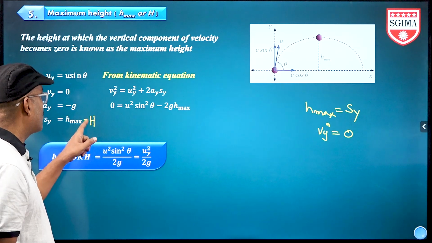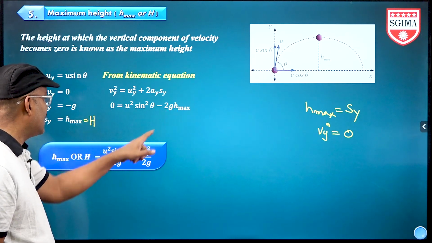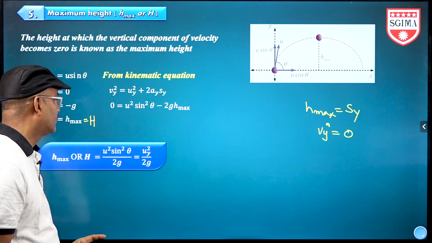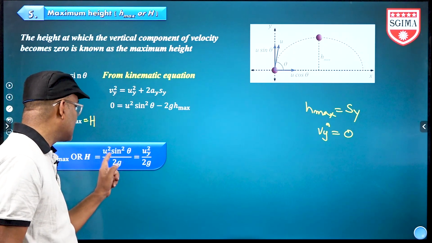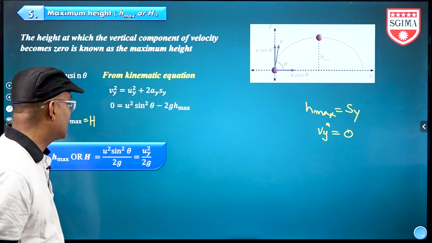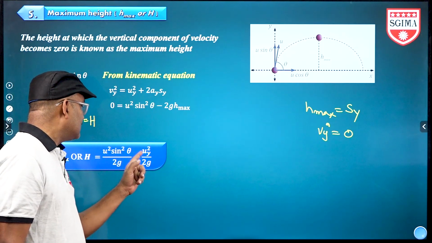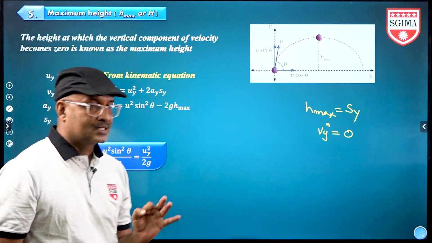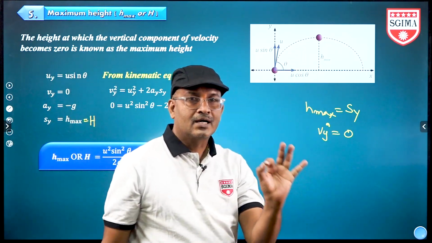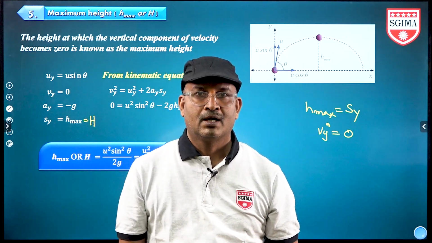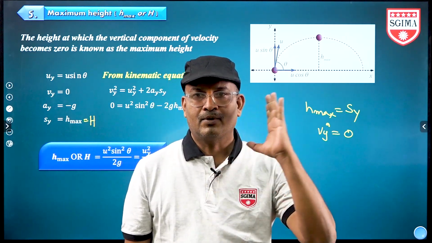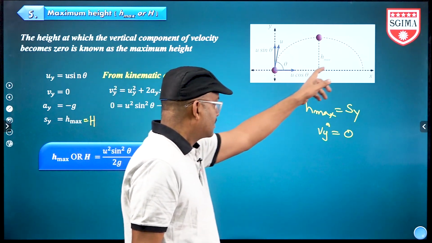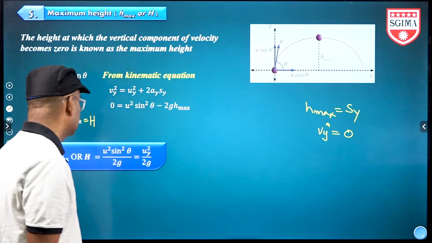So, h is equal to, if you simplify h maximum here, you will get u square sin square theta by 2g. That is nothing but, u sin theta is the vertical component of velocity, so h is equal to uy square by 2g. So, maximum height also depends on the vertical component of velocity. Time of flight also depends on the vertical component of velocity. They are independent of the horizontal component of velocity.